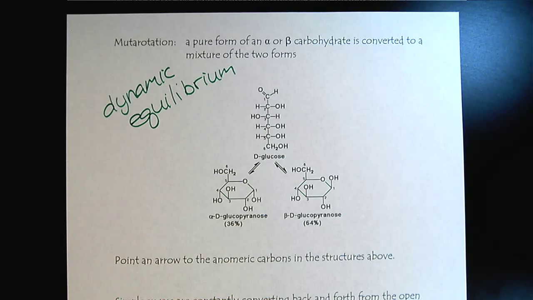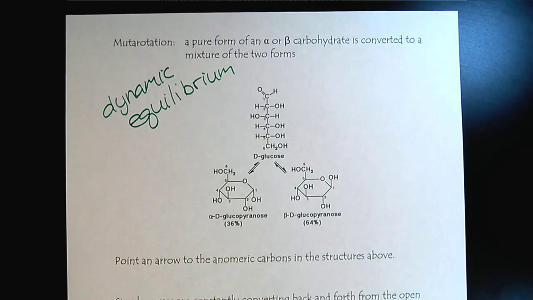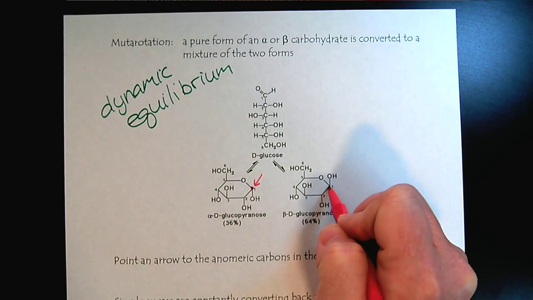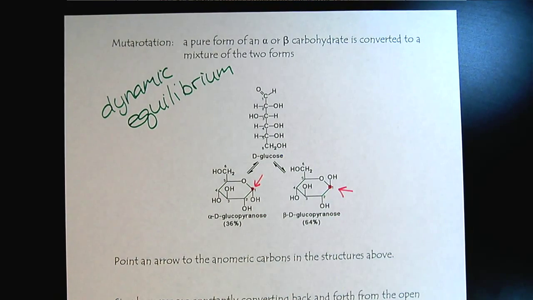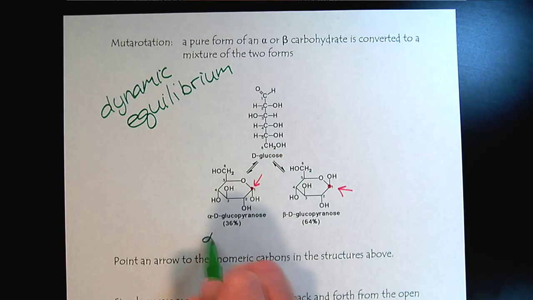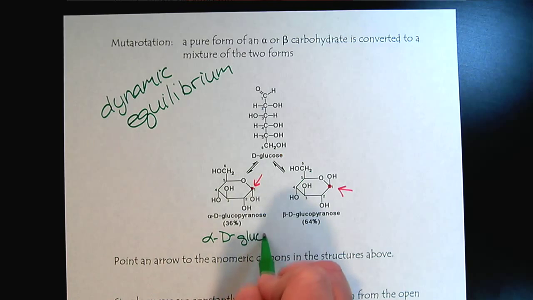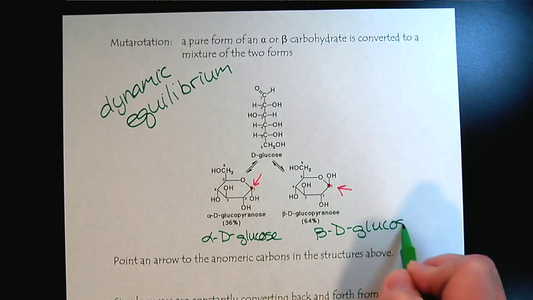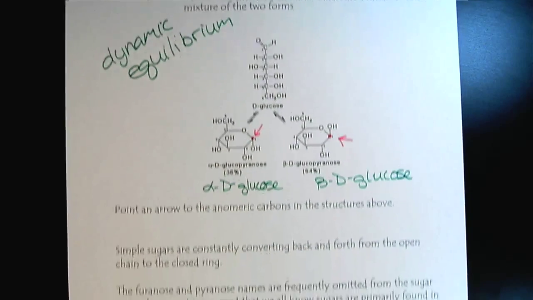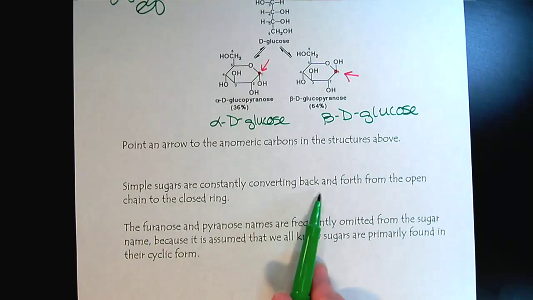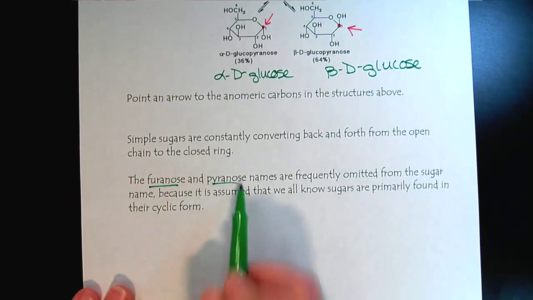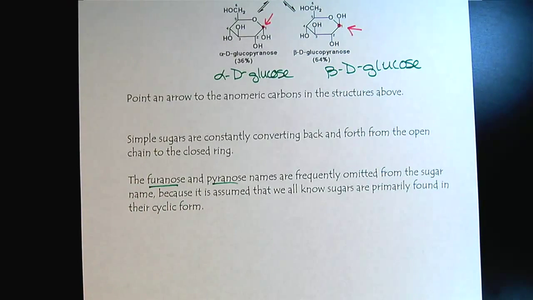Alrighty, so let's see how you do recognizing your anomeric carbons. Go ahead and point some arrows there. And remember that we can just ignore the pyranose. So we could just call this alpha D-glucose and beta D-glucose. Okay, and so then we've already talked about this, just remember that this is a dynamic equilibrium process, and don't get psyched out by the words furanose or pyranose.